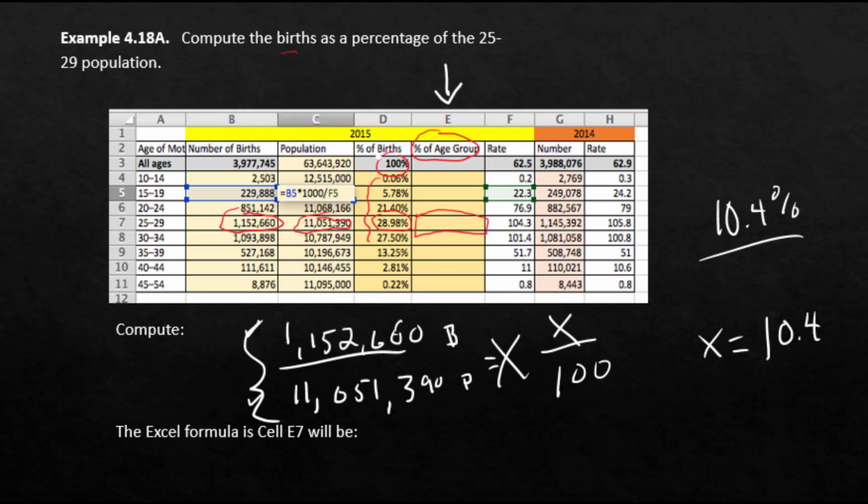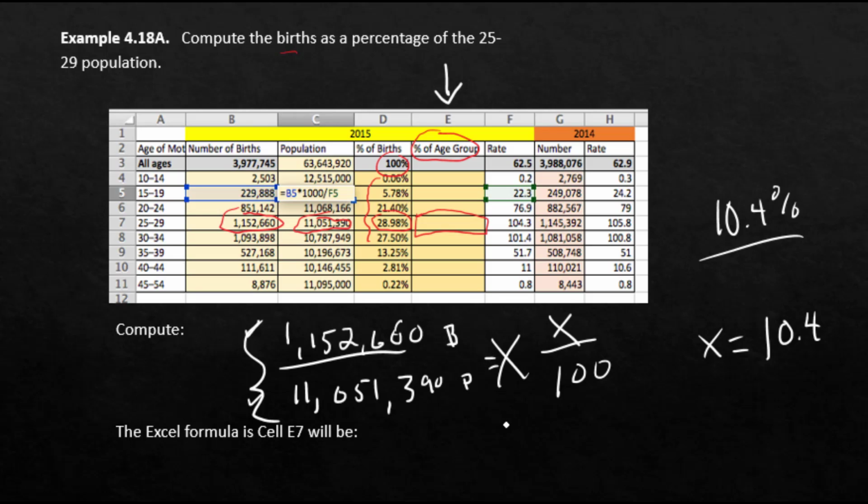So what that means is that 10.4% of the women 25 to 29 gave birth during that year. So the Excel formula is going to be, and for the Excel formula, you kind of have to go ahead and cross multiply and get X by itself. So I'm going to go ahead and cross multiply this times this, and then this times this.